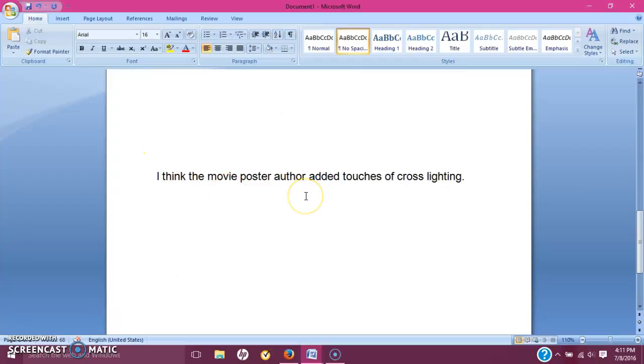I think the movie poster author added touches of cross-lighting. Okay. So in your papers, go ahead and cut out things like I think, I believe, I hope, I wonder, I muse, etc. That's clear. When you're writing your own paper, it's clear that if your name's attached to it, then yes, these are your ideas and your thoughts. So just cut out I think, I believe, etc. They just take up words in your word count.